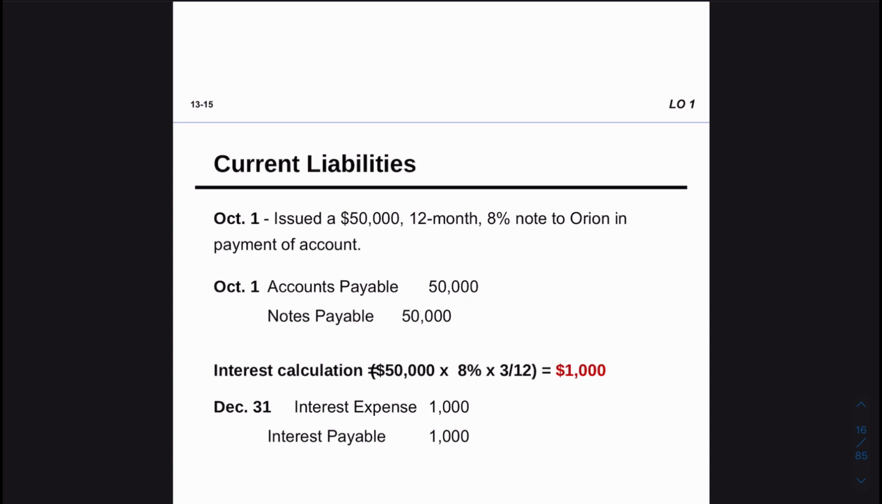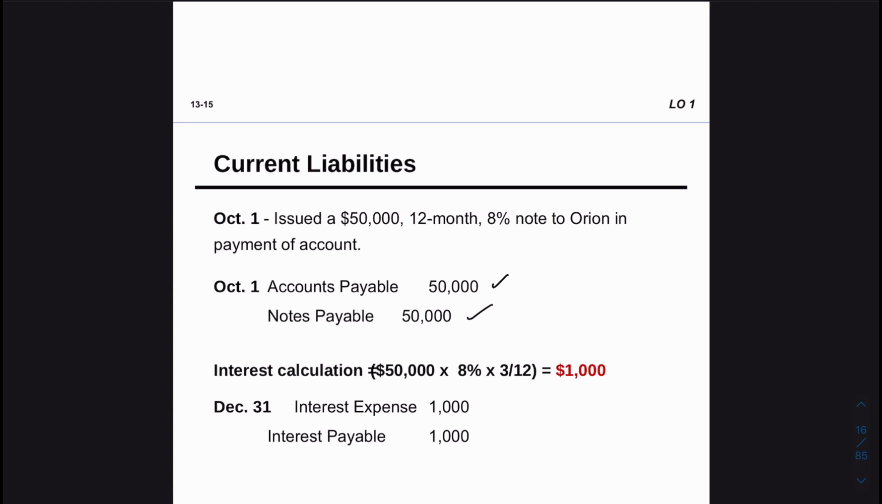So we will debit accounts payable as if we are paying, but we didn't pay. Instead, we will exchange it with the note. So we will debit accounts payable and we'll credit notes payable, which means that we've exchanged the notes with the account. And then on December 31, because now we have a note and there is an interest, at the end of the year we have to pay that amount.